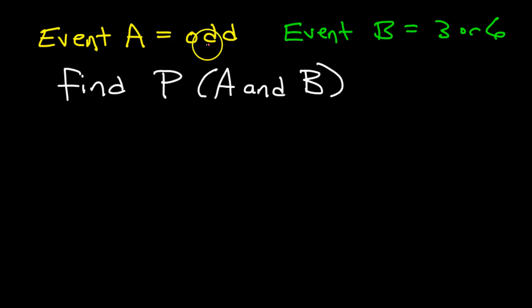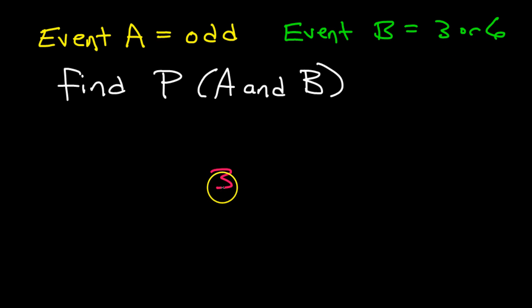In other words, the overlap between these two categories. You can probably just do this mentally. What's the overlap between the odd numbers and the numbers 3 or 6? It's just the number 3 that these two sets have in common. This set only has 2 numbers in it, and 3 is the odd one.